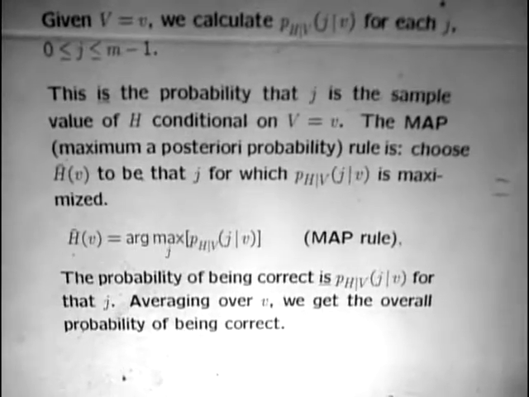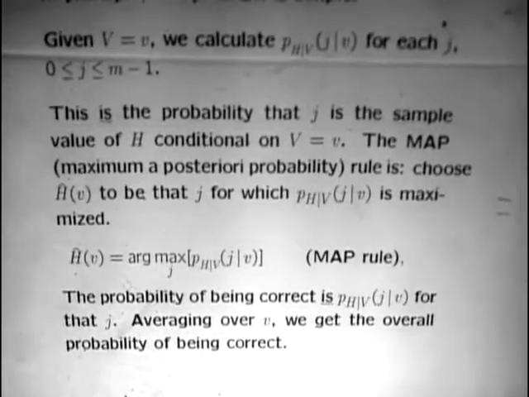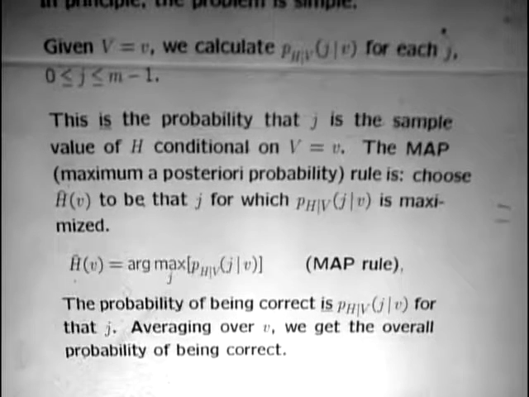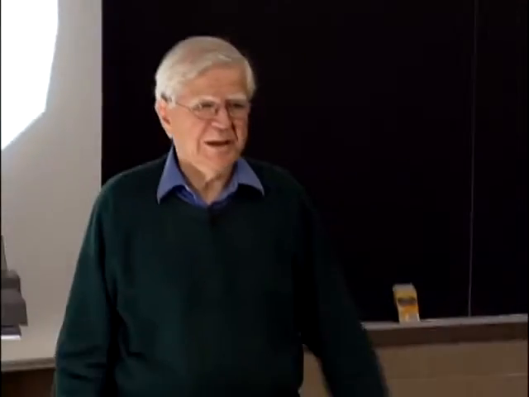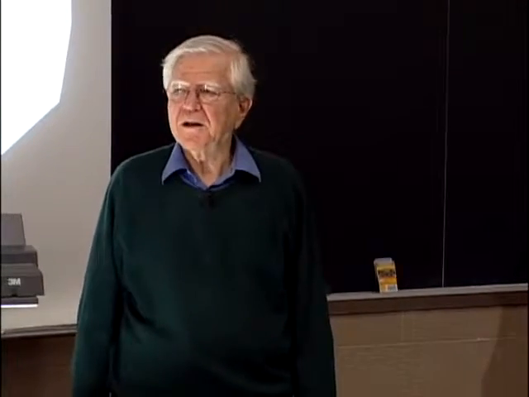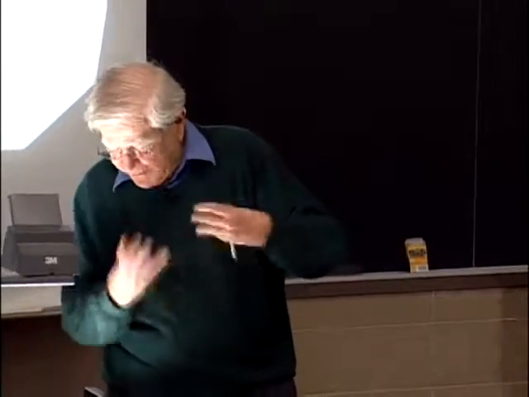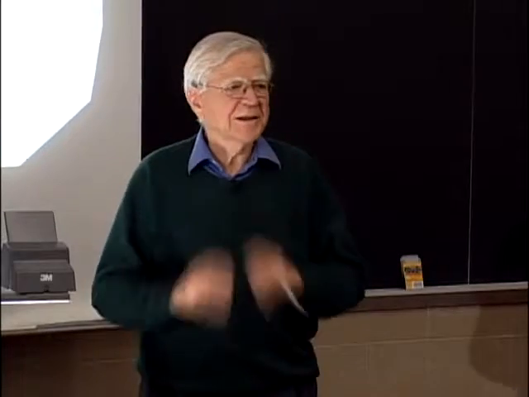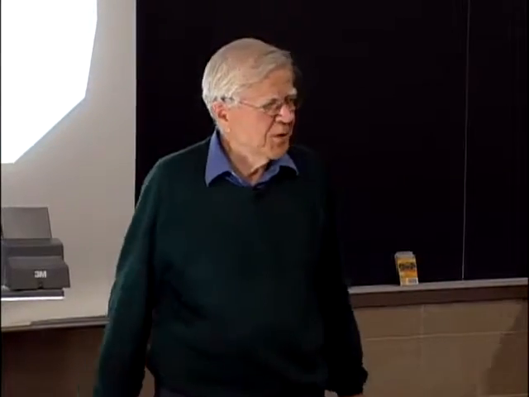And when we average over V, we get the overall probability of being correct. There's a theorem stated in the notes, which is one of the more trivial theorems you can think of, which says that if you do the best thing for every sample point, you in fact have done the best thing on average. I think that's pretty clear. You can read a formal proof if you want, but if you do the best thing all the time, then it's the overall best thing.